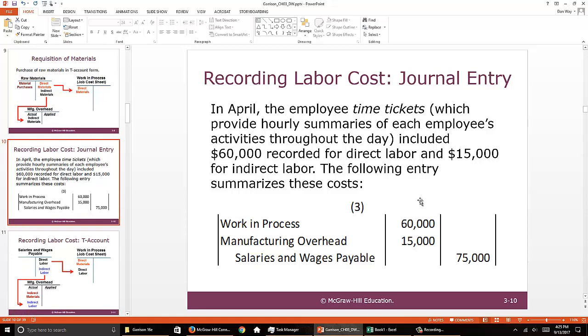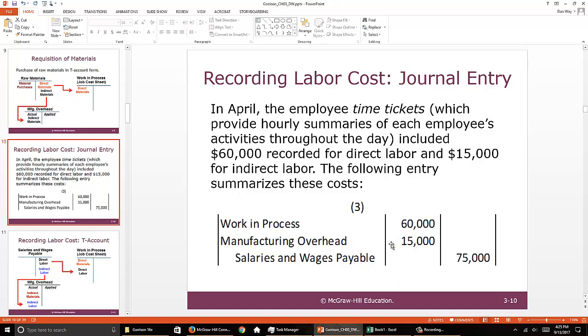So let's record some labor cost. So here for Ruger in April, our employee payroll records include $60,000 in direct labor and $15,000 in indirect labor. So we would book a journal entry like the following. Again, we're debiting work in process for the direct labor. Direct costs always go directly to work in process. We're also debiting manufacturing overhead for $15,000 for that indirect labor.